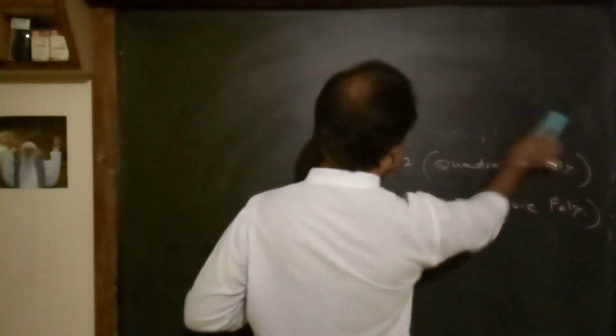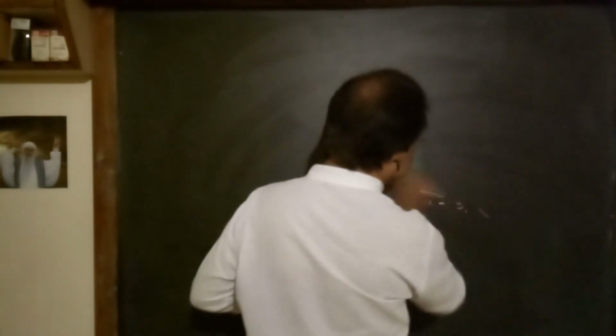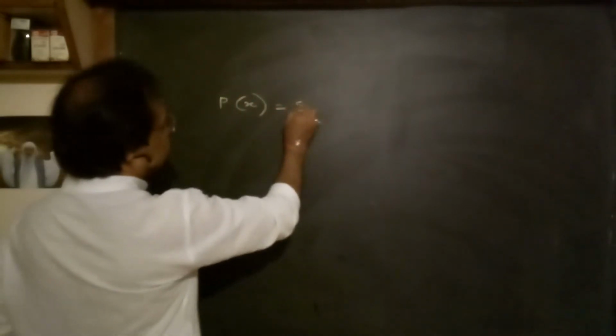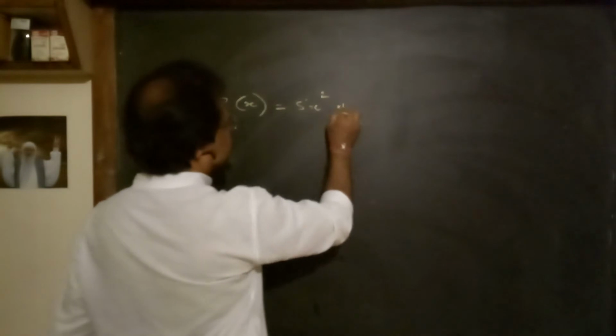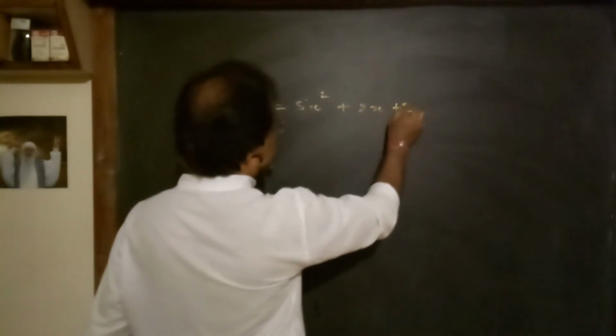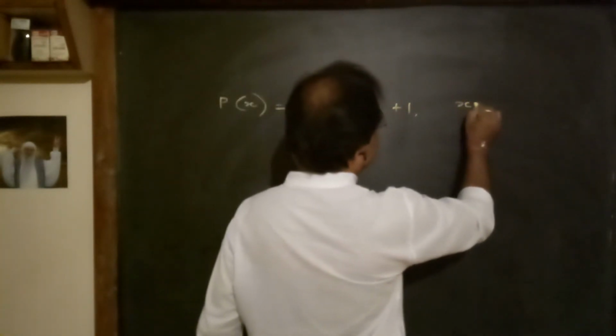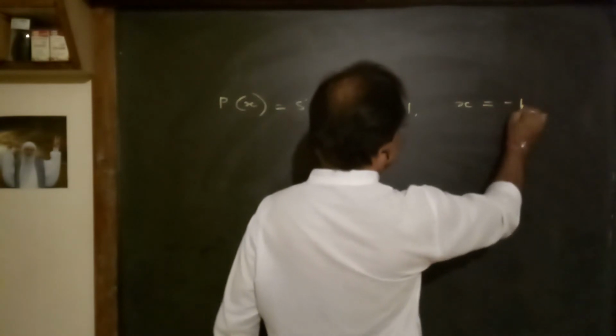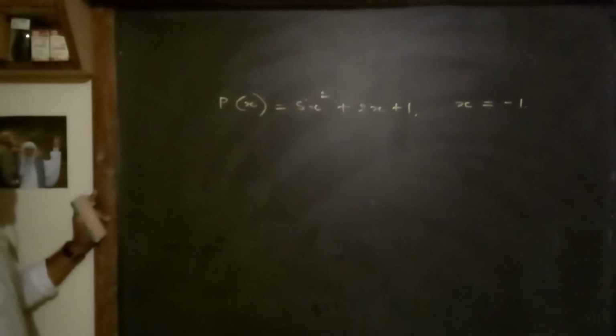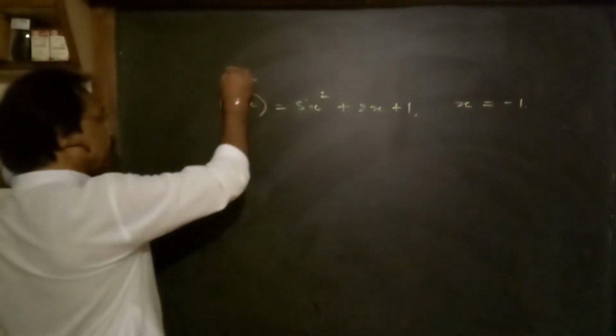Then another thing, how to find the value of a given polynomial for given values of x. If p of x is given, p of x is equal to 5x square plus 2x plus 1, find the value of this polynomial at x is equal to minus 1. What to find out? Find the value of this polynomial.